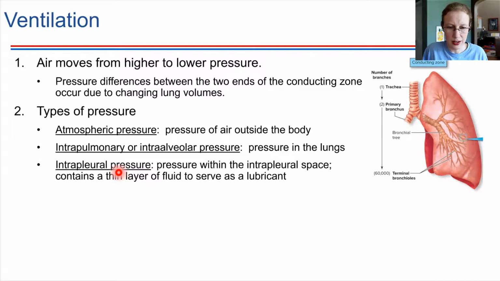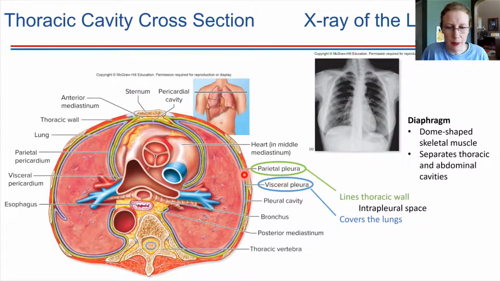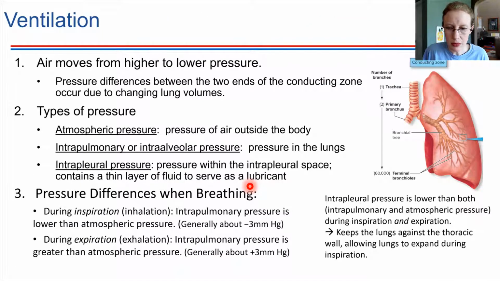Let's go back to this picture again. If the pressure between these two pleura was high, the lungs would be compressed inwards. The lungs would collapse. So there has to be a relatively low pressure in that space right there, and that has to be true regardless of what phase we're at in respiration, whether we're inhaling or exhaling. The pressure's got to be low.